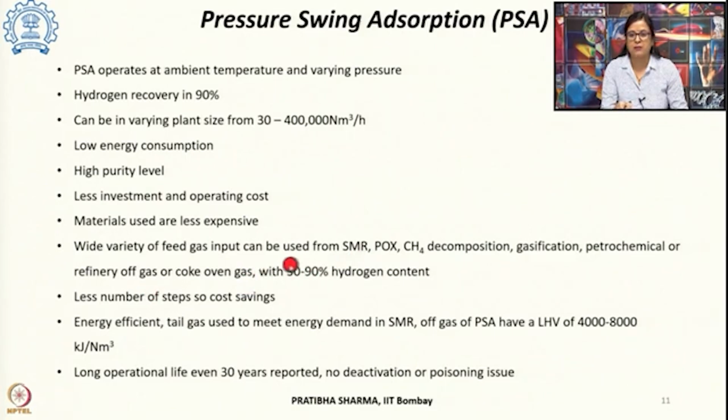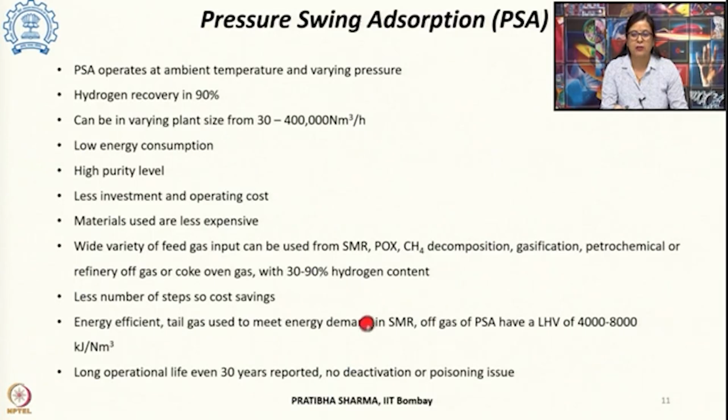In these processes, even if the hydrogen content varies between 30 to 90%, it can still be purified using the pressure swing adsorption method. Compared to the carbon dioxide removal method, since the number of steps involved is lower, the cost saving is more in this particular method. The energy efficiency of the process is higher because the tail gas obtained after pressure swing adsorption can be used to meet the energy requirements in an SMR plant.